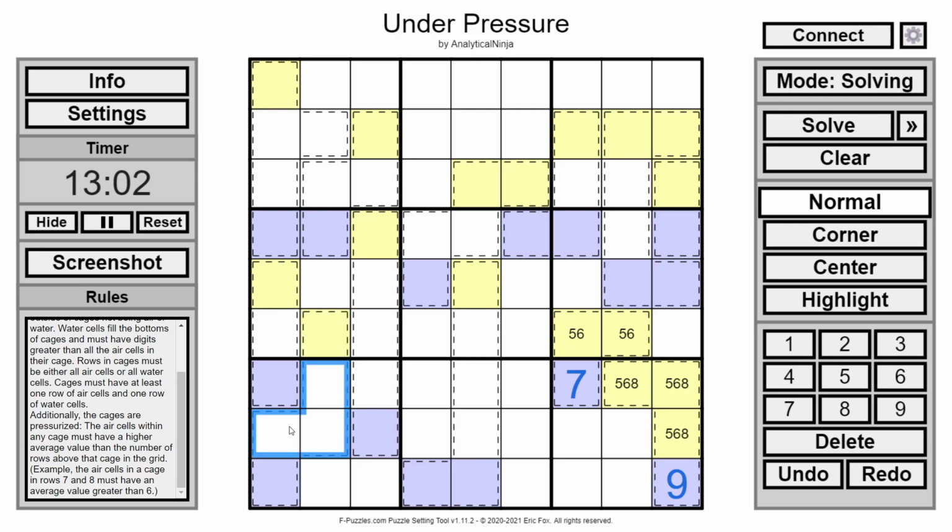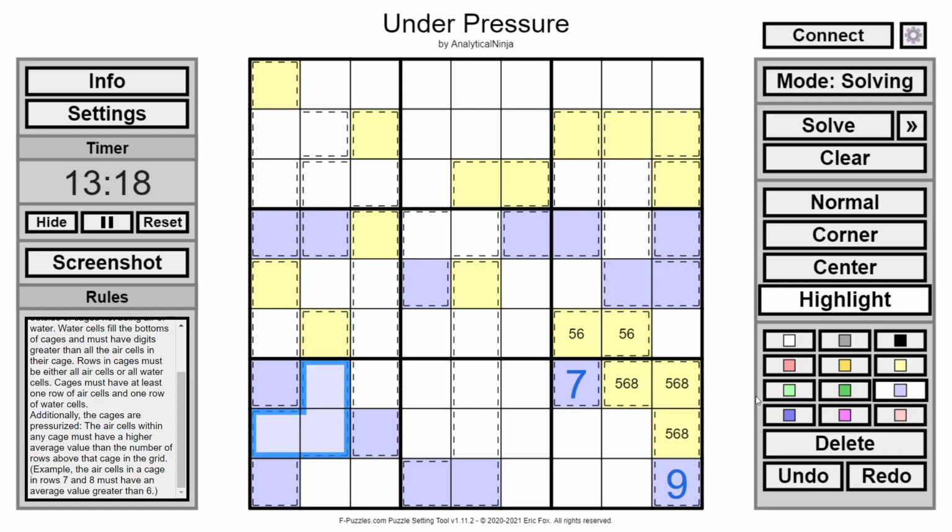If we just had this as... Okay, so what could this be, the only air cell? If we made this the only air cell, this would have to be at least 6 in order to average 6 or greater. Sorry, in order to average greater than 5. This has to be greater than 5. So if this was the only air cell, this was all water, this would have to be a 6 minimum. But then 7, 8, 9, we don't have enough digits down here to make greater than 6. So we have at least 2 air cells.